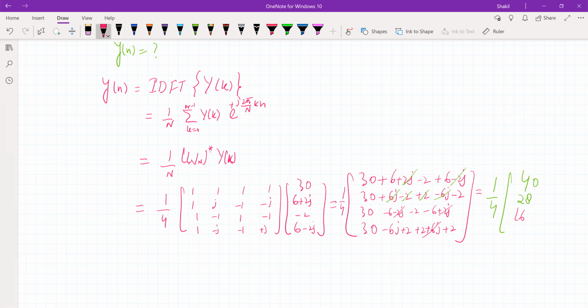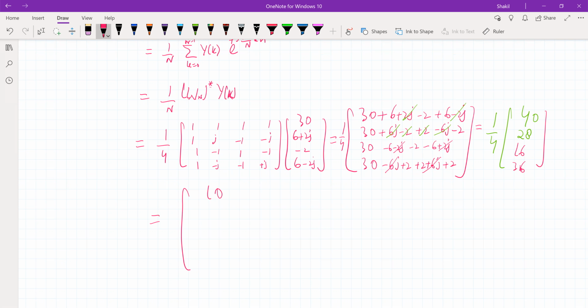Please check the terms yourself. This is 30 plus 36, 36. Let's see the answer in here. Divide every term by 4. This will be 10, 7, 4, and 9. So this is our y of n.